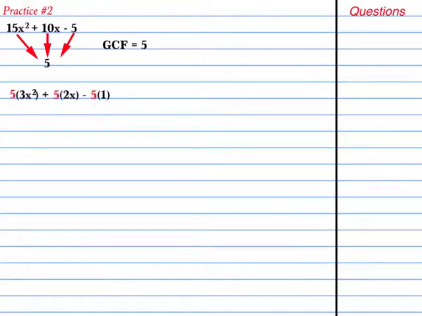After dividing 5 from each of my terms, I can go ahead and distribute out the 5. So that'll leave me 3x squared plus 2x minus 1 times 5. And once again, you can check it by redistributing the 5 into the parentheses. Does it give you your original trinomial back?